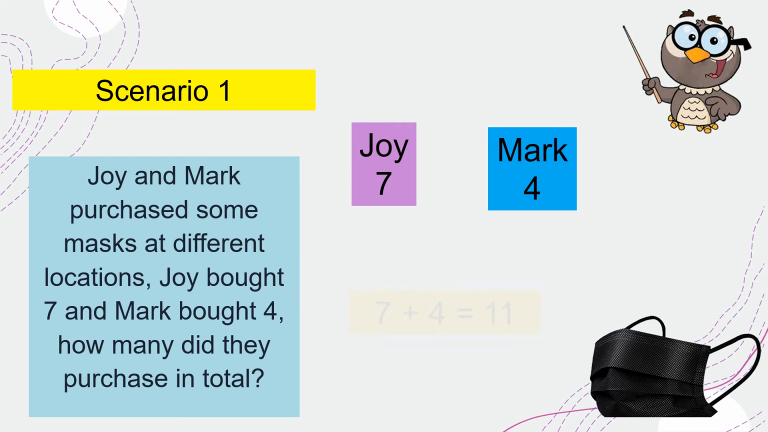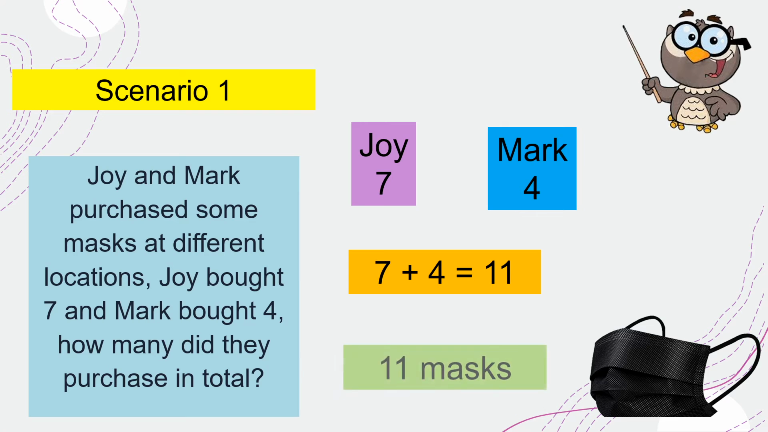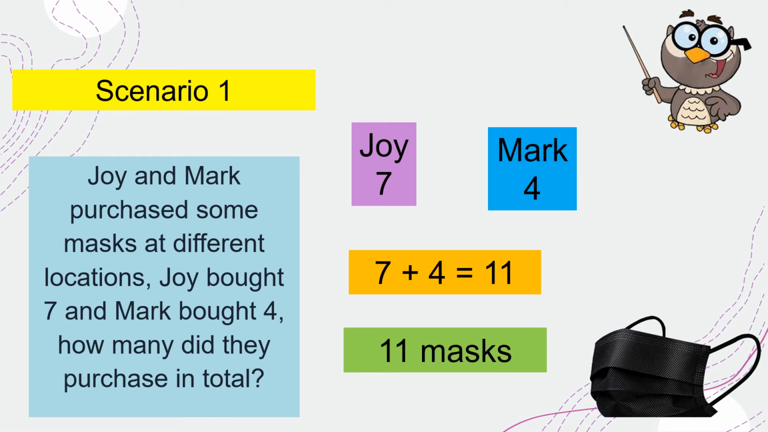That is 7 and 4. In total, this would be 11. 7 added to 4 is 11. Did you get this sum? Great. On to scenario 2.